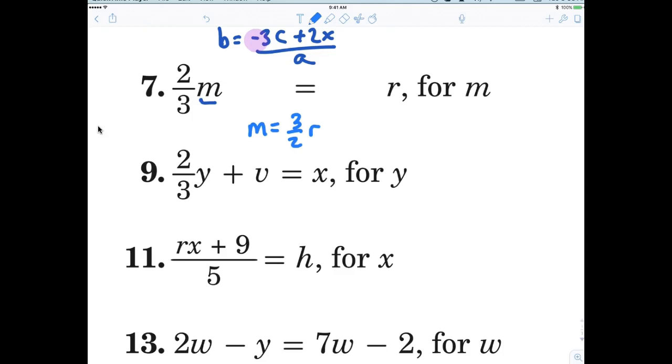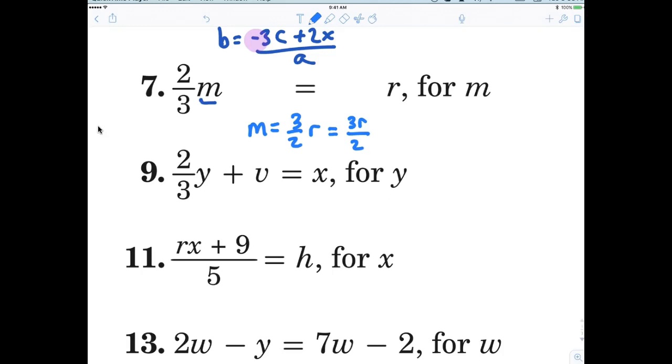What's the reciprocal of 2/3? 3/2. Now, I also want everybody to write it like this for me because most kids don't know this. This can also be written as 3r over 2. You need to know those are both the same. Everybody okay with that? All right.